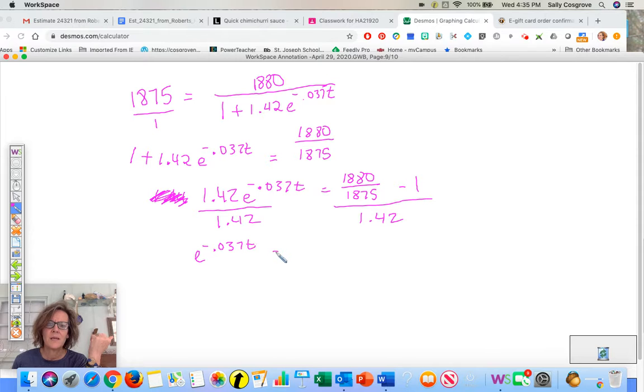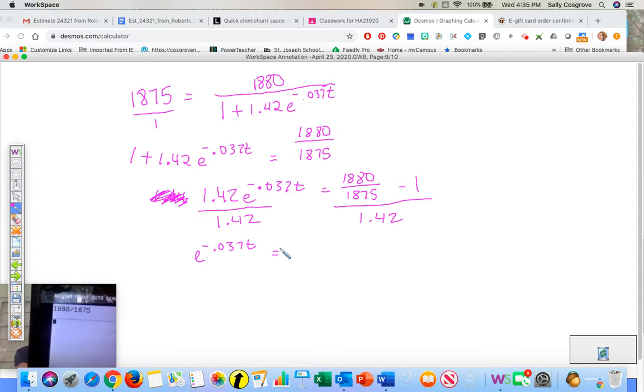0.037t equals, now we can get our calculator, but just be careful. So we're going to say 1880 divided by 1875, and we get a hair more than 1, okay? And now I'm going to subtract the 1, and we get a hair. And now I'm going to divide that by 1.42. So it's going to be a small number. All right, tiny, tiny, tiny, tiny, okay?